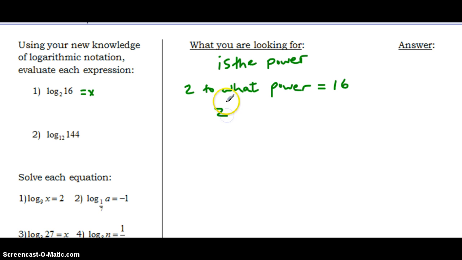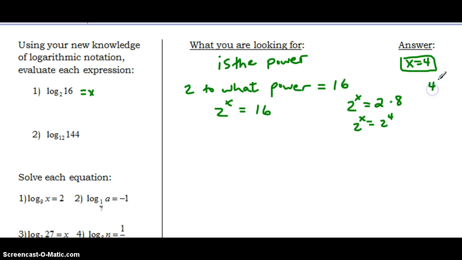You could also write it with the exponential equation. So 2 to what power is equal to 16? If we think about 16, we know 16 is 8 times 2, and we know 8 is 2 cubed, so we could write that as 2 to the x is equal to 2 to the 4th, and we can see that x must be equal to 4, and then we can also check it. So our answer is 4, or x equals 4.